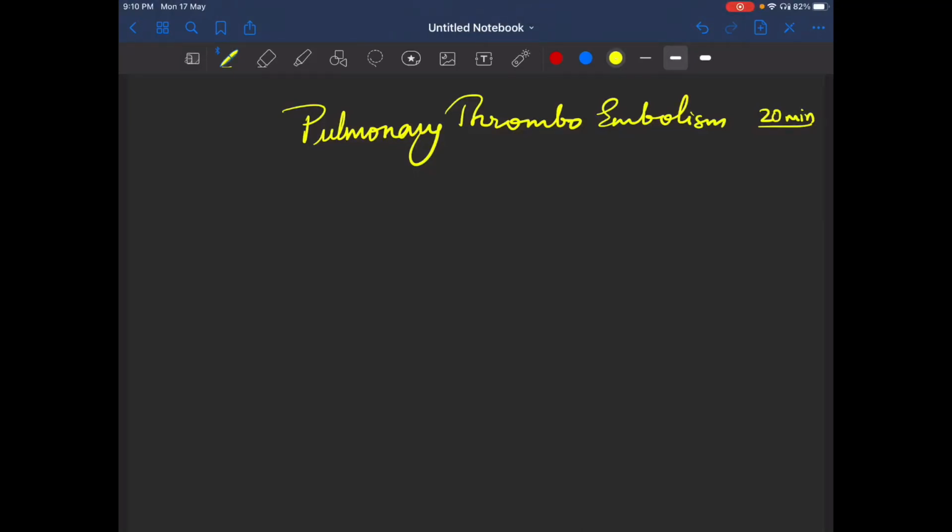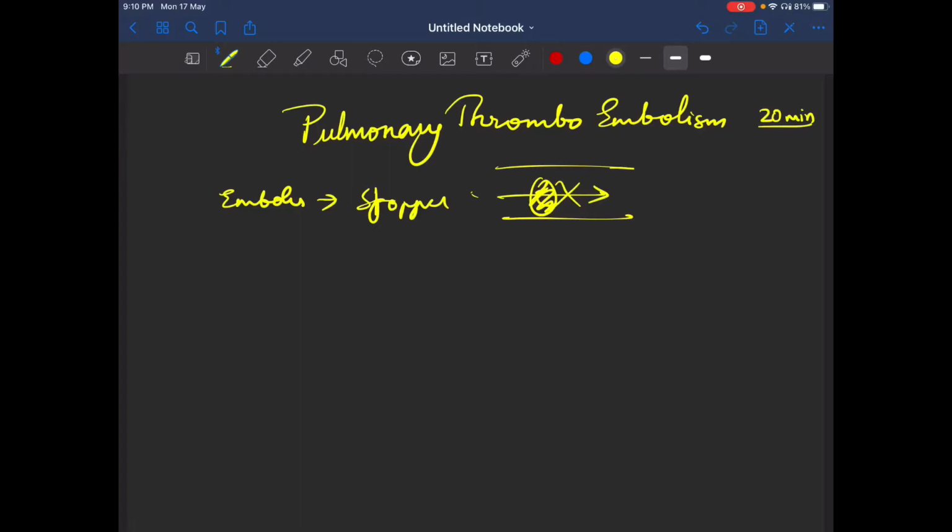Today we will discuss, in 20 minutes, the main pathophysiology and basic treatment of pulmonary thromboembolism. So the thrombus is embolized. Embolus in Greek means stopper. So when a thrombus embolizes the vessel, that means it impedes the circulation, then it is called thromboembolism.